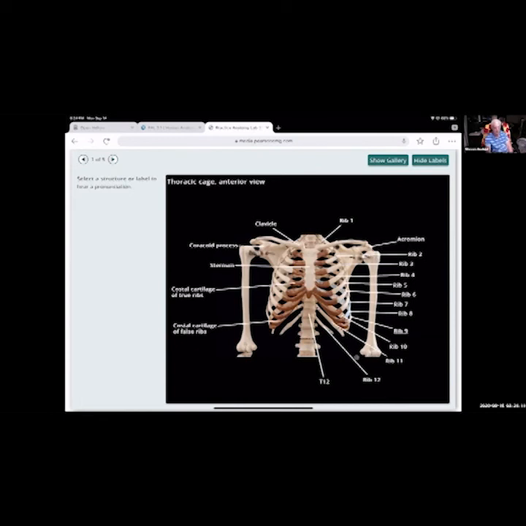Now ribs 11 and 12, I'm sorry, 11 and 12 are your free floating ribs. They don't even connect to the other ribs. They just end out in space. So ribs 1 through 7 are your true ribs. Ribs 8 through 12 are your false ribs. They don't connect directly to the sternum. And ribs 11 through 12 are floating.